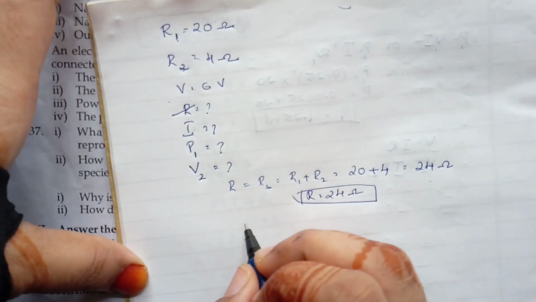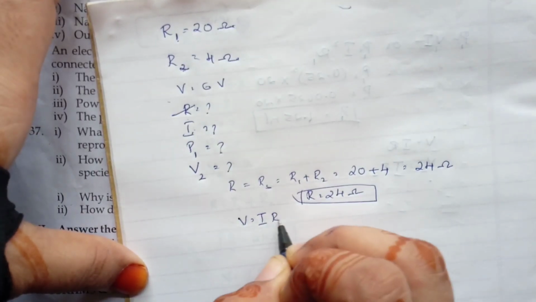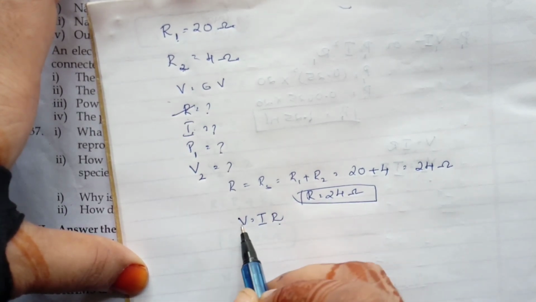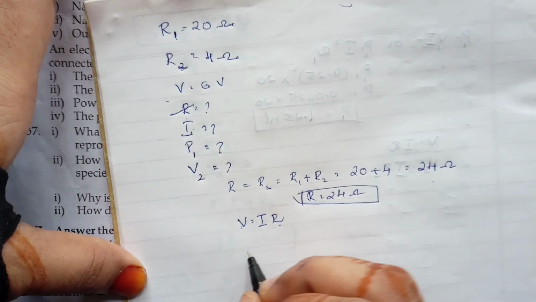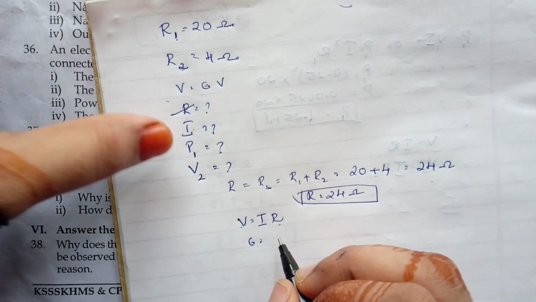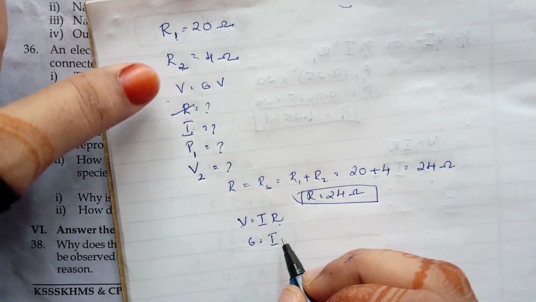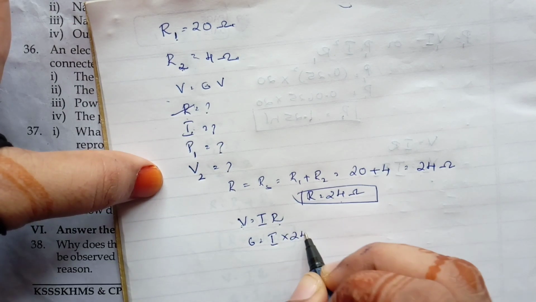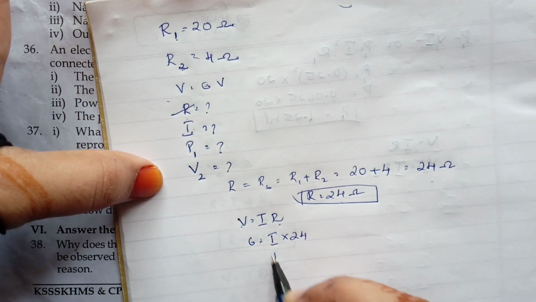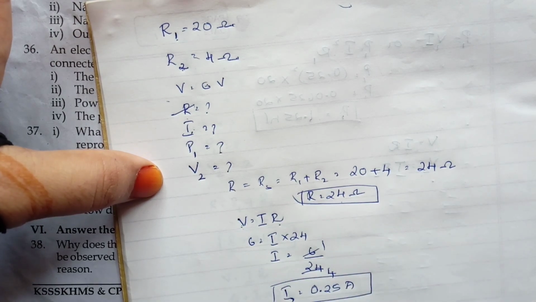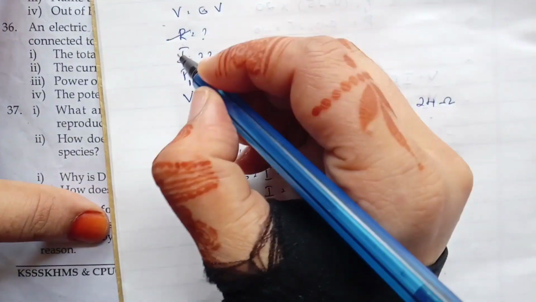Second one, I. Whenever I need to find I, I know that it's related to your Ohm's law formula. Since I am finding the total current, I need the total resistance and total voltage. My total voltage is 6, and my total resistance is 24 ohms. Now, 6 upon 24: 6 ones are 6, 6 fours are 24, so it is 1 upon 4, which is nothing but 0.25 amperes. Okay, so I is down.